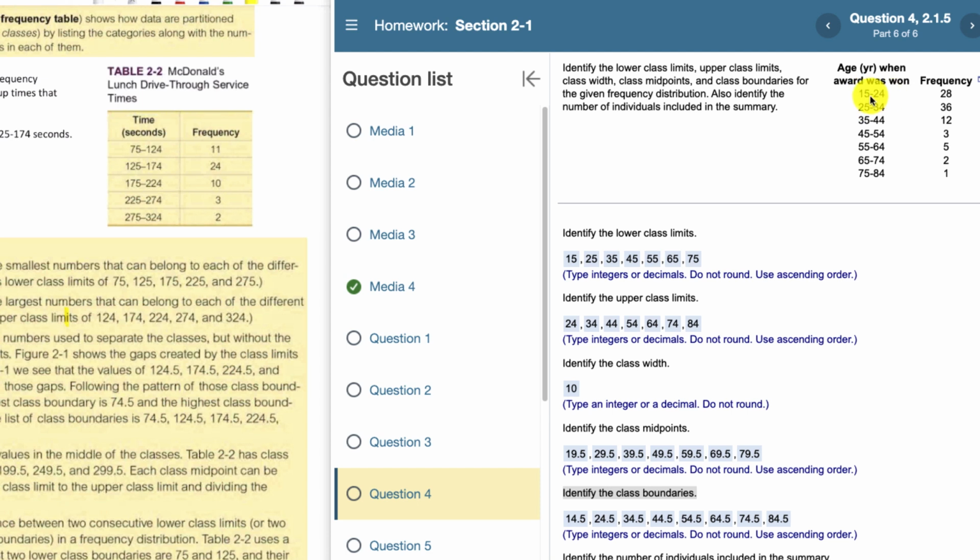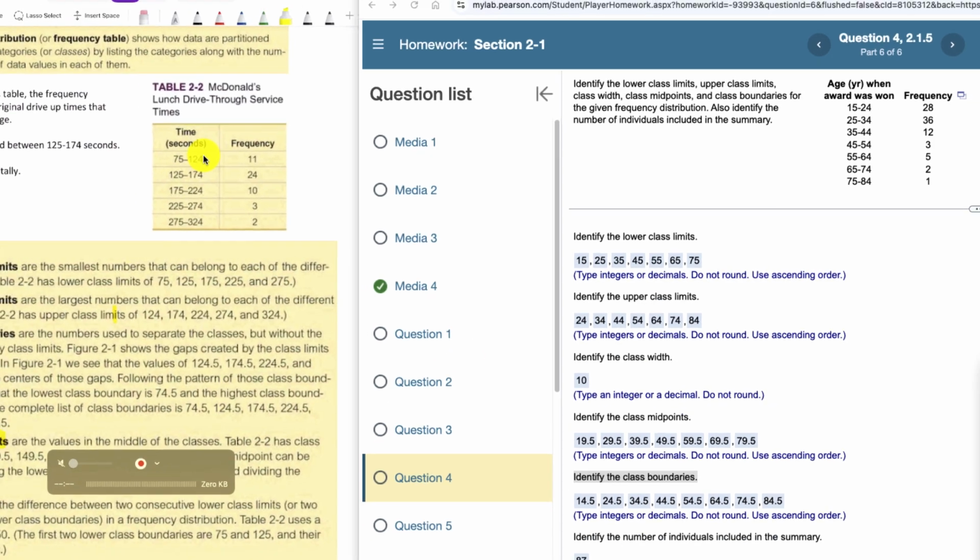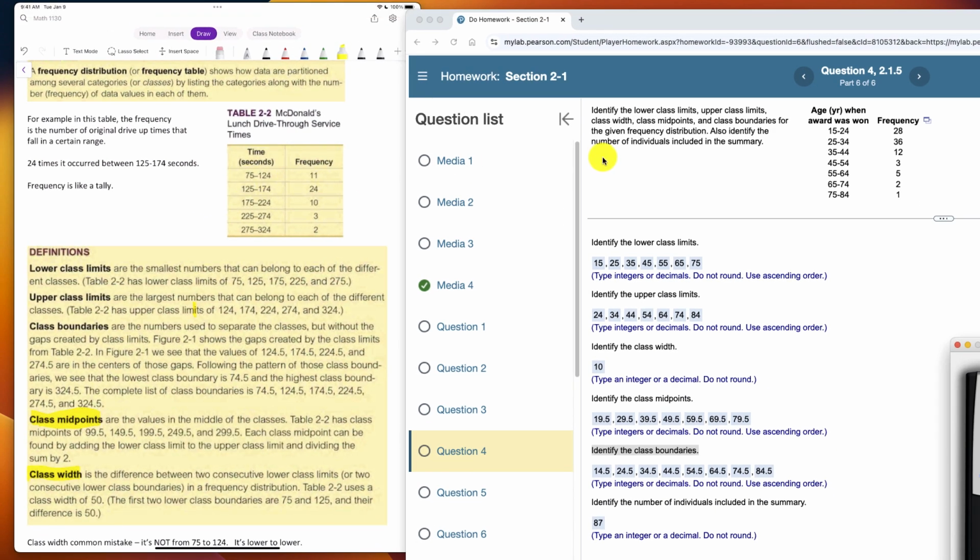The class width is the difference between the two consecutive lower class limits. So you can see it by going like this: 15 to 25, 25 to 35, 35 to 45. So our class width is 10. If we come back over here, we see that the class width from 75 to 125 would be 50, right? And it continues up by 50, 50, and 50. So the class width is defined by lower class to lower class.